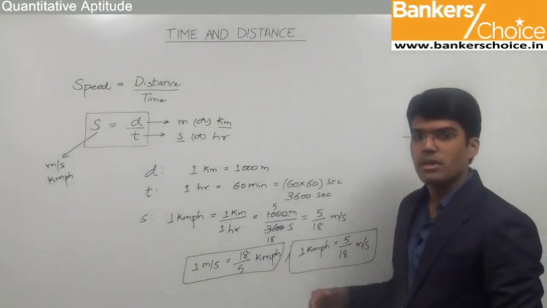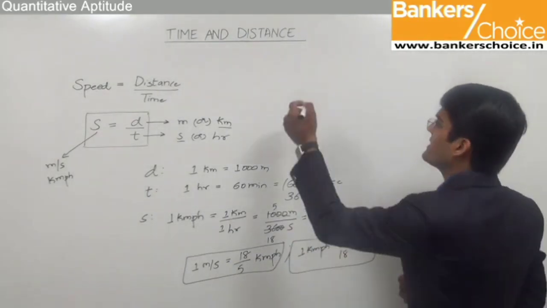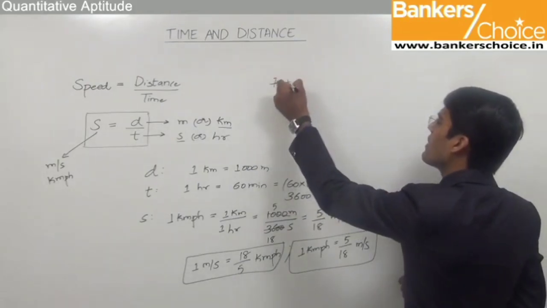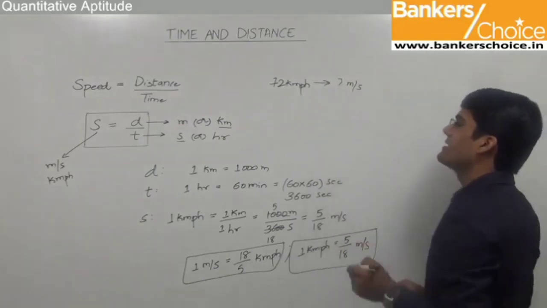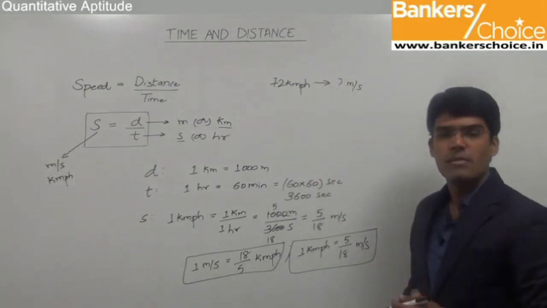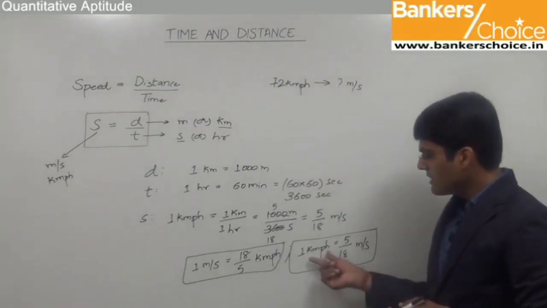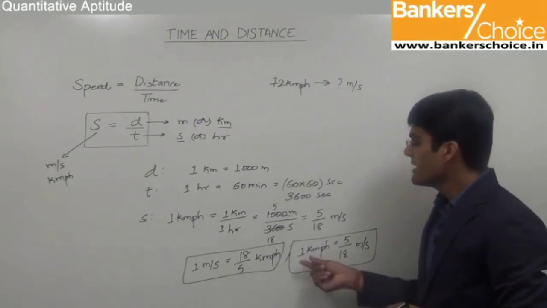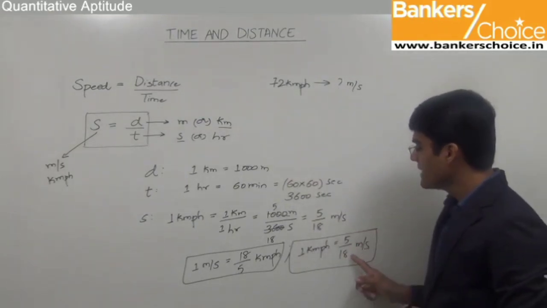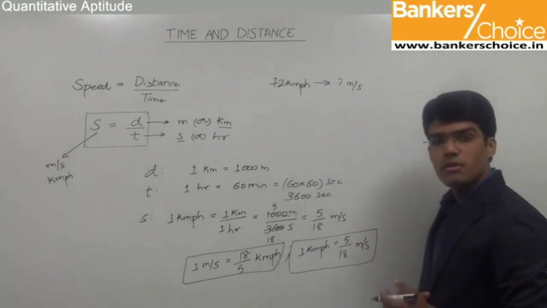Let us take an example to understand this. Let's say the given speed is 72 kilometers per hour and we have to convert this into meters per second. That is, 72 kilometers per hour is how many meters per second? Now from this we know that 1 kilometer per hour is equal to 5 by 18 meters per second. So if we multiply the given magnitude by 5 by 18, kilometers per hour gets converted to meters per second.